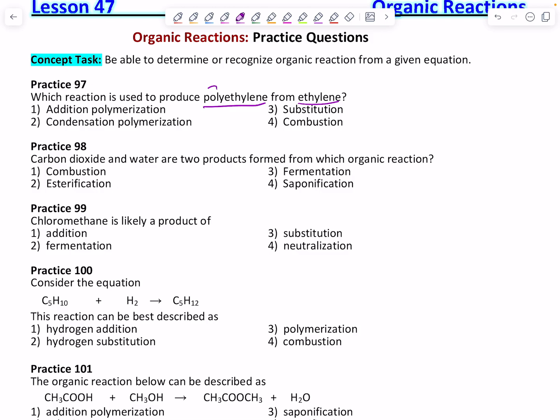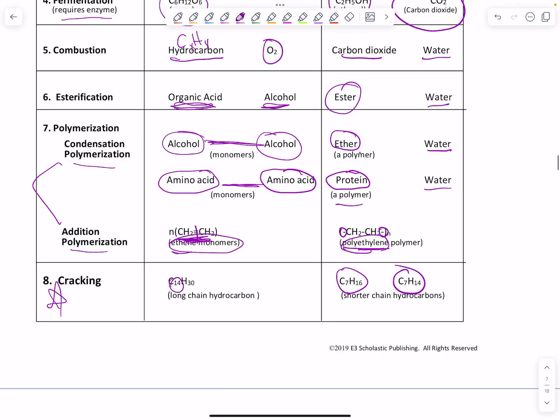All right, 98. Carbon dioxide and water are two products formed from which organic reaction? So again, go back up and look at your patterns of your equations. The only one that has carbon dioxide and water as the only two products is combustion. And so that would be number 1. All right, 99. Chloromethane is likely a product of, and then it wants to tell us which type of reaction. So my product is an alkane, which means it's saturated, it's got all single bonds, and it's a halogenoalkane or a halide because it has the chloro.